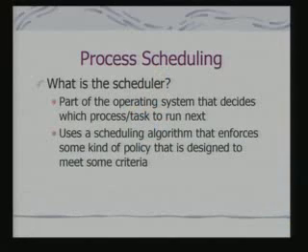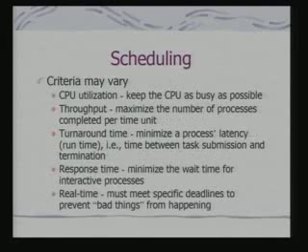So now at context switch, the OS routine schedules the things. So what is the scheduler? The scheduler is that part of the operating system that decides which process or task to run next. It uses a scheduling algorithm that enforces some kind of a policy that is designed to meet some criteria. Now this criteria may vary. One of the most important criteria would be CPU utilization. Keep the CPU as busy as possible.